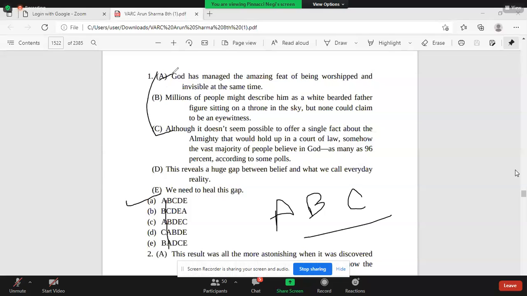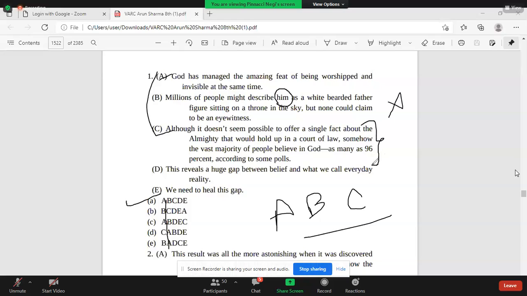Now, between A, B, and C, students, B cannot be your opening sentence because it says millions of people might describe him. You cannot have him in the opening sentence, students. Like I said, your opening sentence cannot draw from any previous idea. So if you have a pronoun like him, that can't be your opening sentence. Now down to A and C. When you read C, it does not look like the opening sentence.